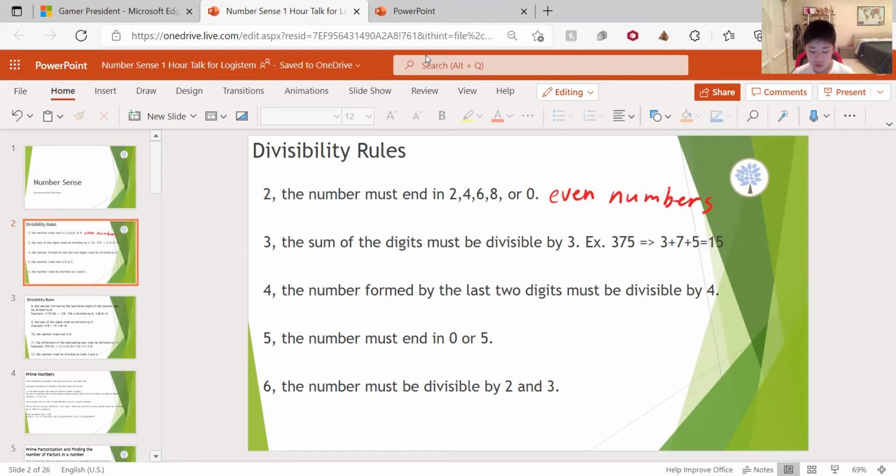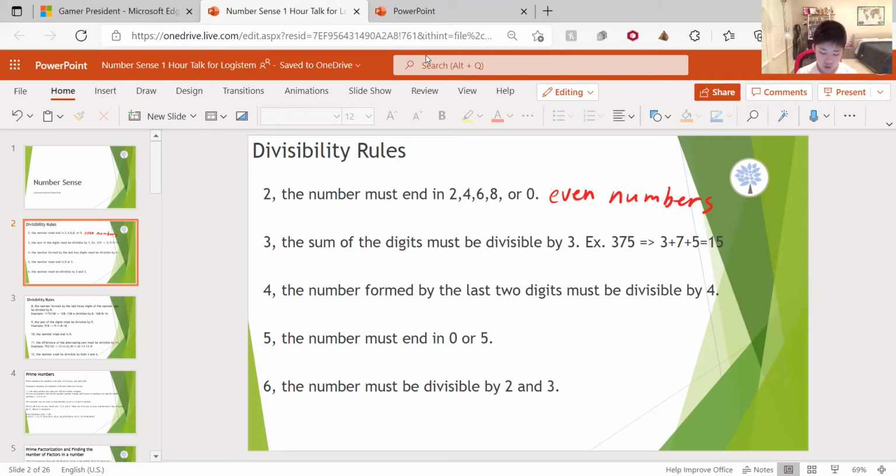For 3, the sum of the digits must be divisible by 3. For example, 375, you take the digit sum, which is 3 plus 7 plus 5 equals 15. So that's the divisibility rule for 3.